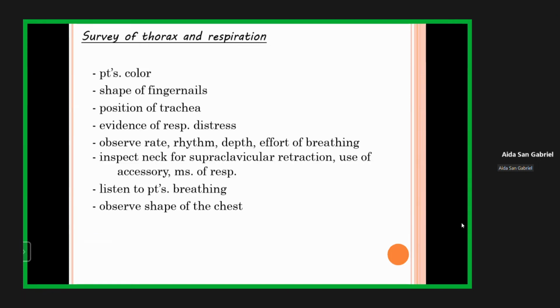Take note of the patient's color. Is your patient pale? Is your patient cyanotic or pinkish? Are there signs of anemia? Shape of the fingernails. Is there clubbing? The position of the trachea. Is there shifting?